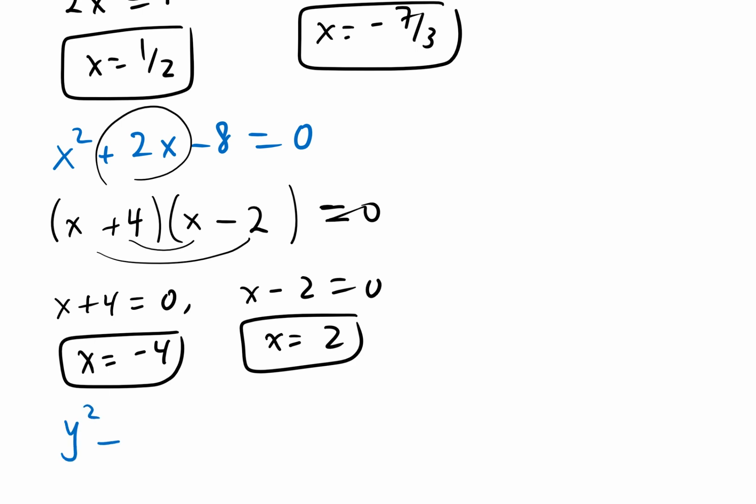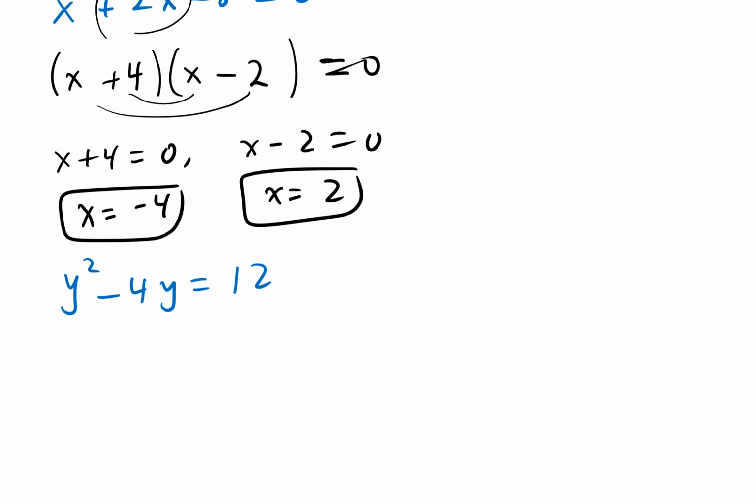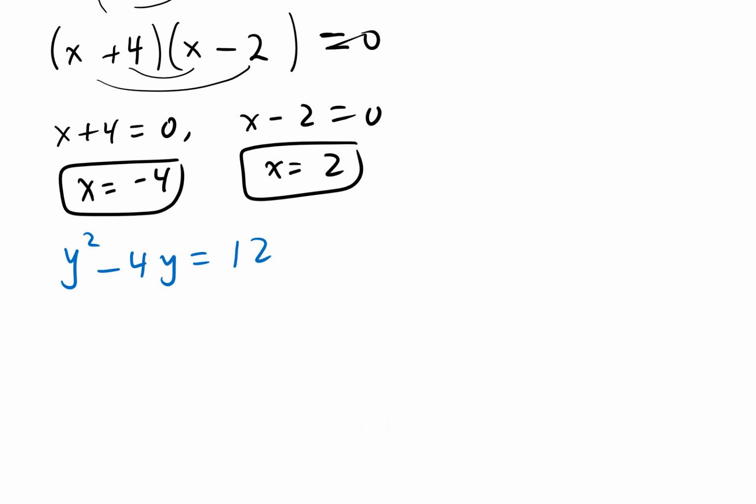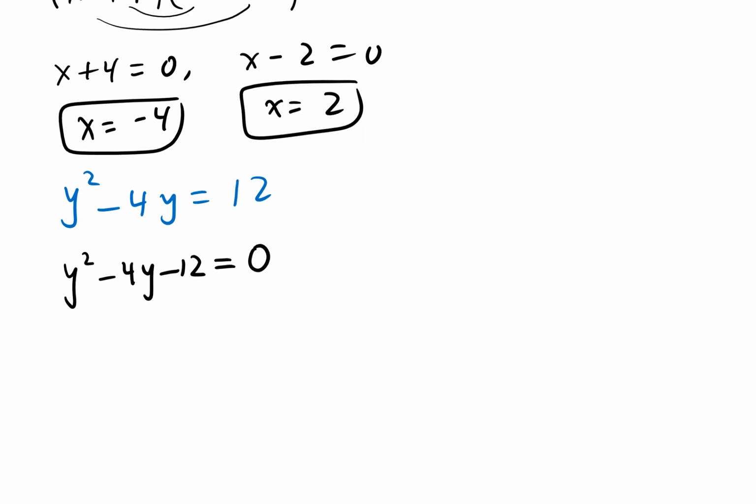How about a different example? y squared minus 4y equals 12. So to do this, we need to make sure everything is set equal to 0. In this case, we need to subtract 12 on both sides. So it becomes y squared minus 4y minus 12 equals 0. Now we have to factor this one out.